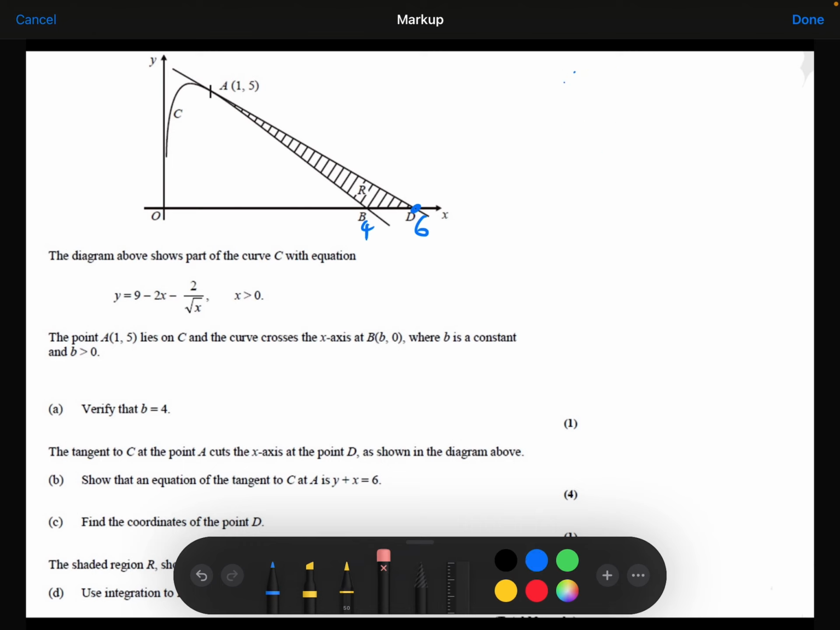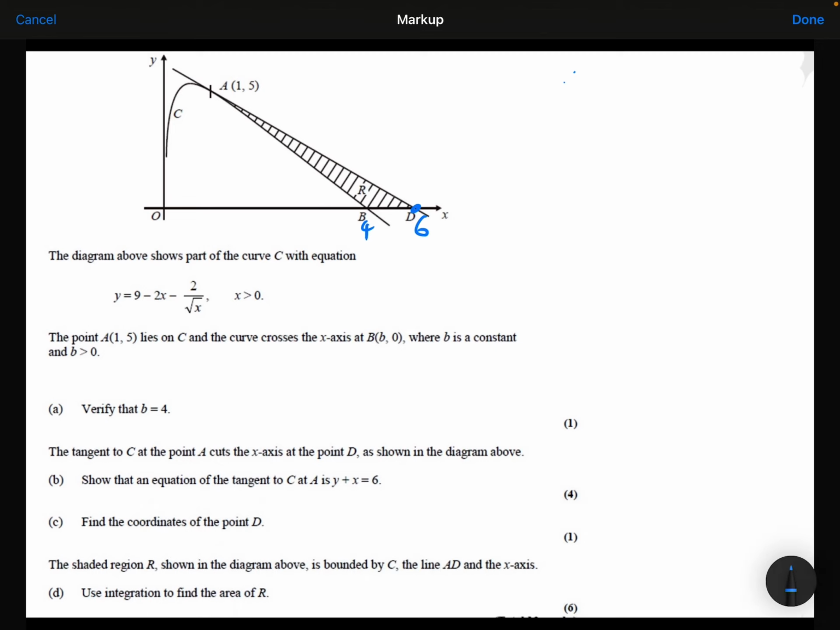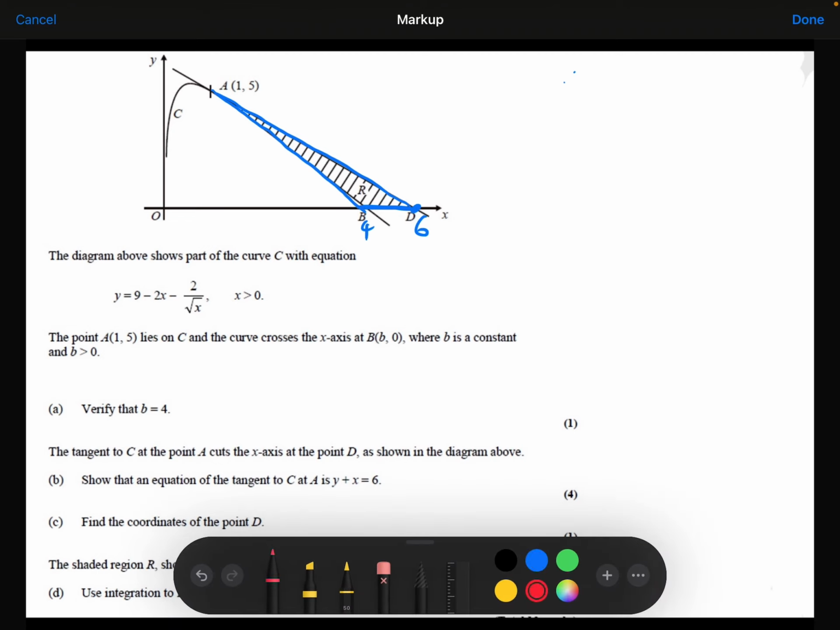And then finally, we are told that the shaded region R, as shown in the diagram above, is bounded by the curve. So we've got the curve underneath here. The line AD, so this line AD, and the x-axis from B to D. We need to use integration to find the area of R. The way I'm going to do this is I'm going to integrate between 1 and 4, and that's going to tell me the area enclosed underneath the curve between the curve and the x-axis here. I'm then going to work out the area of this big right angle triangle, and if I do the triangle take away the red area, that will leave me with the shaded area here that I needed to find.